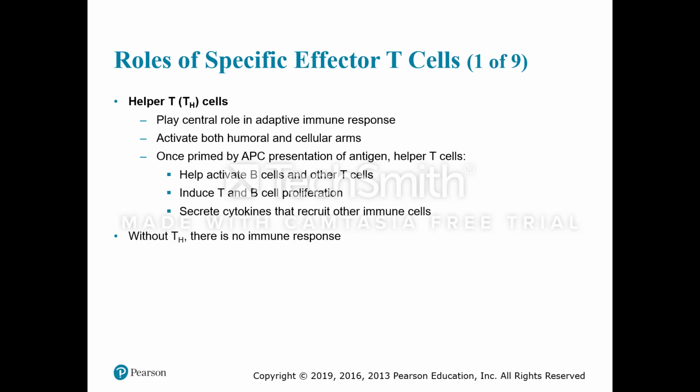The helper T cells play a central role in the adaptive immune response. They activate both the humoral and cellular arms. Once primed by the antigen presentation of our antigen presenters, they help activate the B cells and other T cells. They induce T and B cell proliferation, and they secrete cytokines that recruit other immune cells. Without the helper T cell, there won't be any immune response.